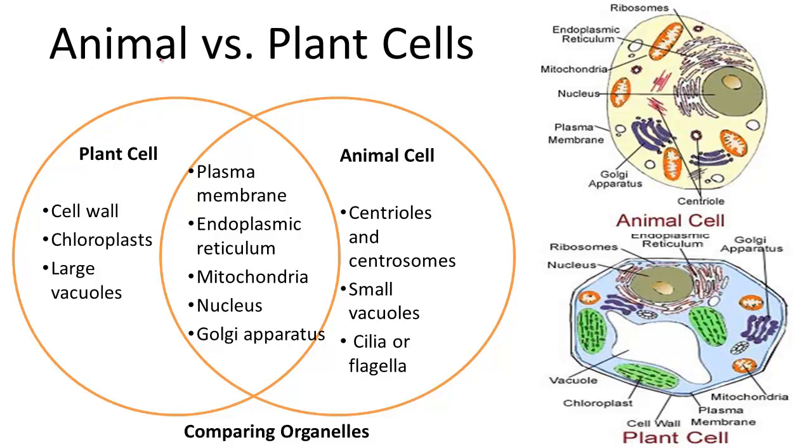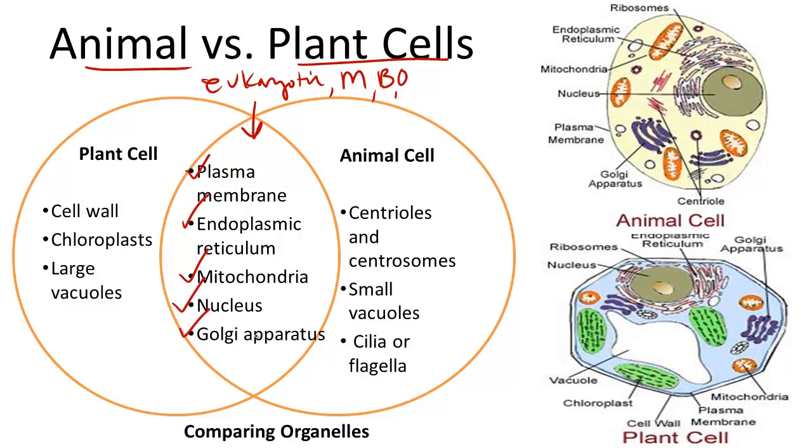Animal cells versus plant cells. Both of these types of cells are eukaryotic cells, as opposed to bacteria or prokaryotes, meaning they are comprised of membrane-bound organelles, such as the plasma membrane, endoplasmic reticulum, mitochondria, a nucleus, and a Golgi apparatus, among others.